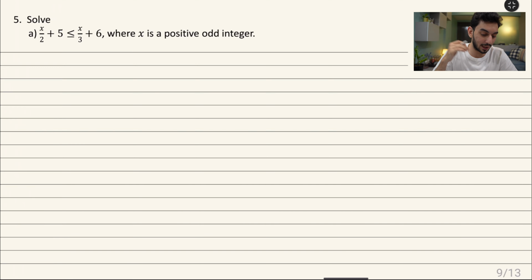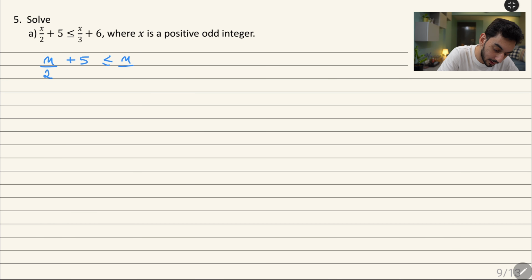Let us move ahead to the next question. Now this one says solve this thing where x is a positive odd integer. We'll worry about that later. Let us first solve this thing. So x upon 2 plus 5 is less than or equal to x upon 3 plus 6. I need to get rid of the denominator as usual. I don't like the denominators. If I multiply by 2, the 2 goes away, 3 stays. If I multiply by 3, the 3 goes away, 2 stays. So what I do is I multiply the entire thing by 6. That would help me. Okay, 2 times 1 is 2, 2 times 3 is 6.